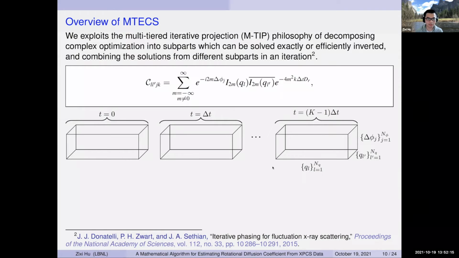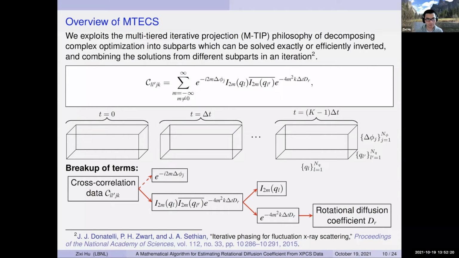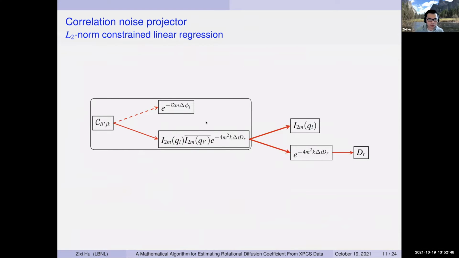So our algorithm estimates the rotational diffusion coefficient Dr by breaking up this data tensor into small pieces step by step. So first we separate the parts containing delta phi from the remaining terms. And then from this remainder, we obtain two parts: one is related to the static structure of the particle and another results from the rotational diffusion. And then the last step is to estimate Dr from this exponentially decaying term. So first, we break the cross-correlation into this complex unit containing the angle difference, and then the remaining part that contains the circular harmonic coefficient I2M and the exponential decay factor.